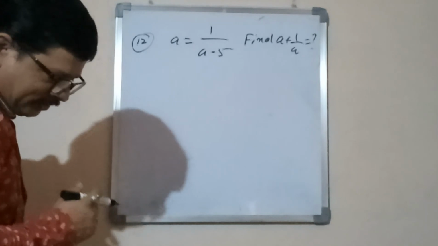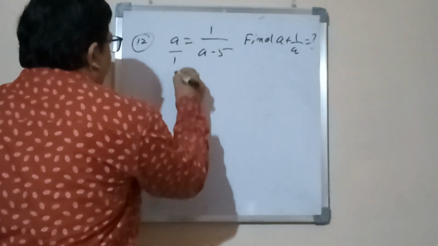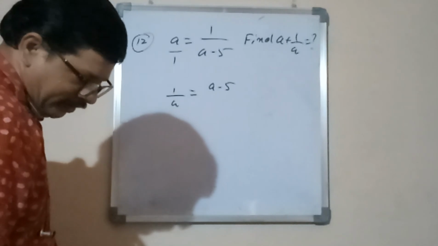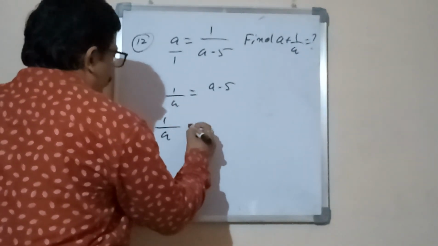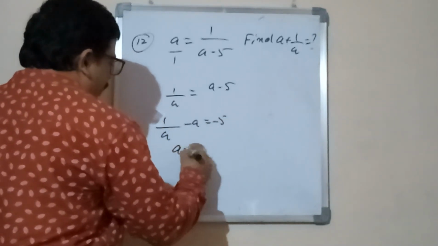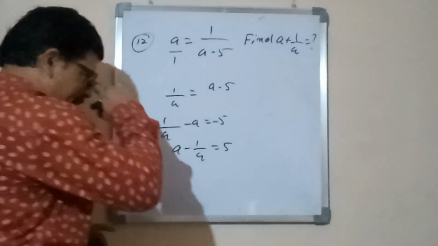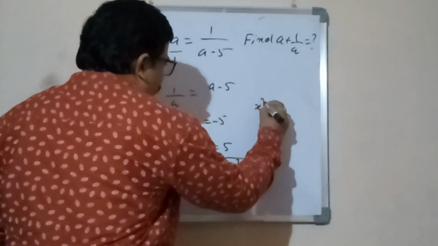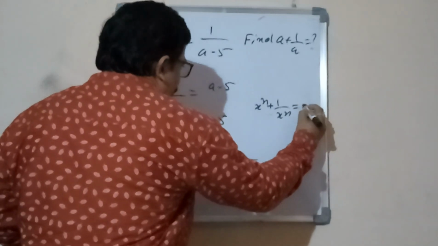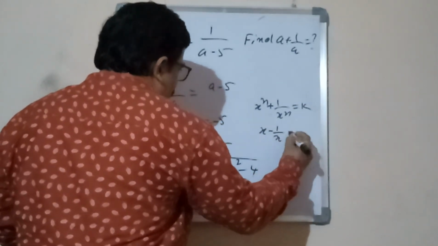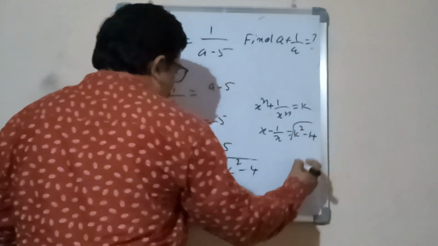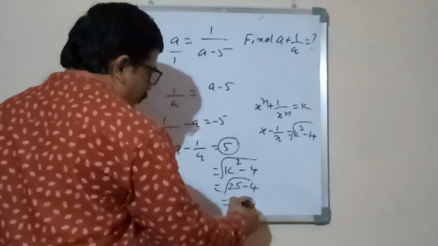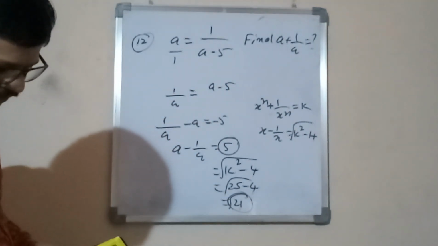This type of question, look here. Reverse and write: 1 by a equals a minus 5. Take a to this side: 1 by a minus a equals minus 5, so a minus 1 by a equals 5. There is a formula for this type: a square minus 4. I told you that day: if x power n minus 1 by x power n equals k, then x plus 1 by x equals root of k square plus 4. Now substitute values: 5, 25 plus 4 equals 29. Answer: root 29.